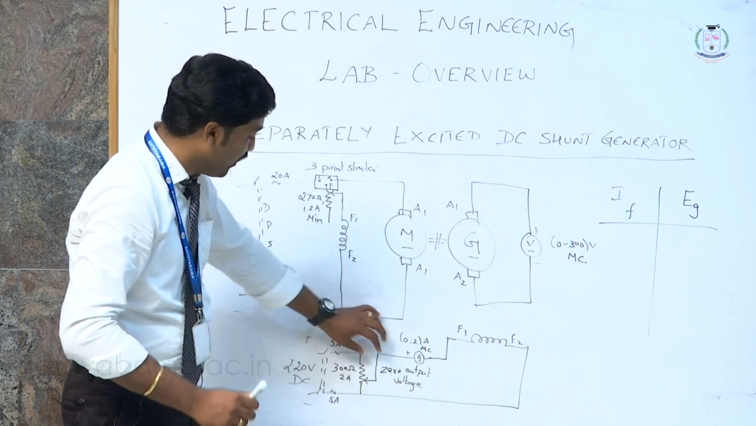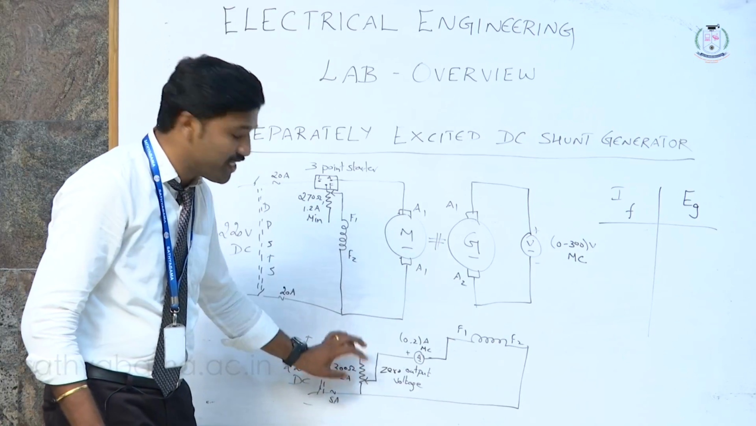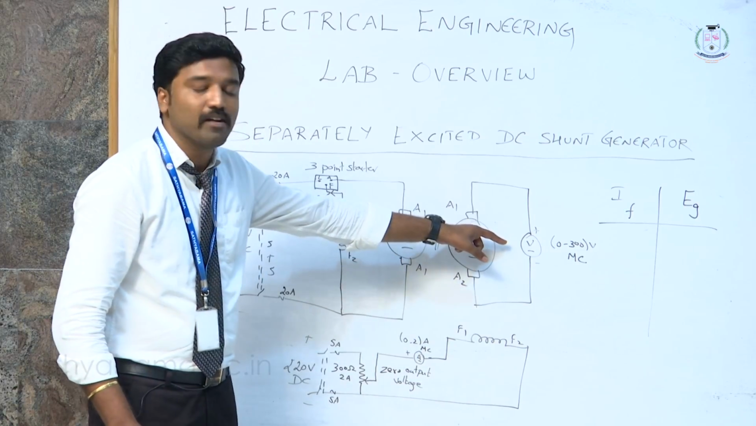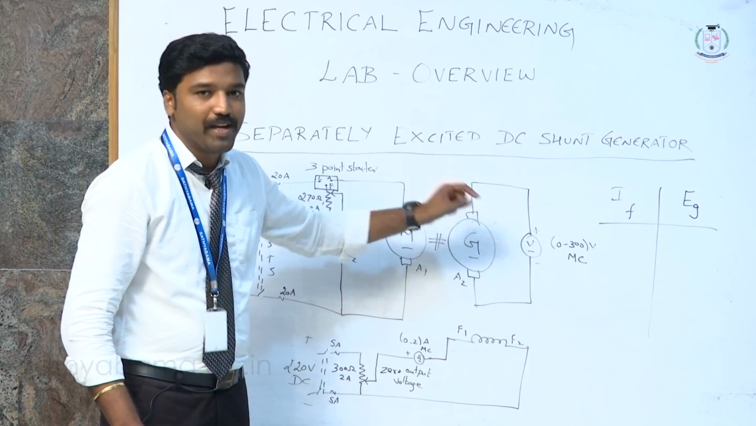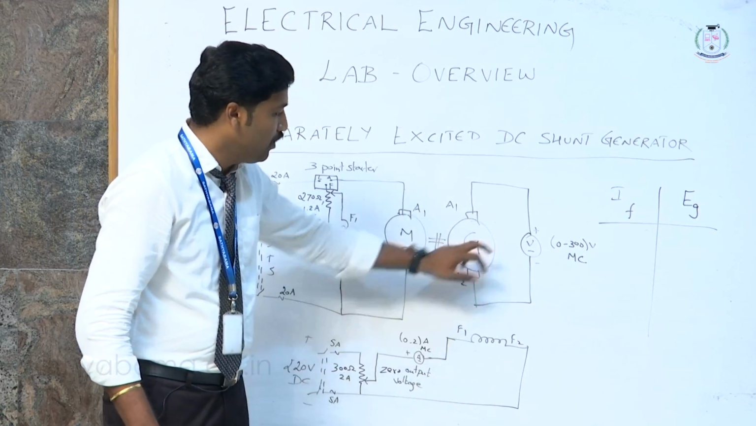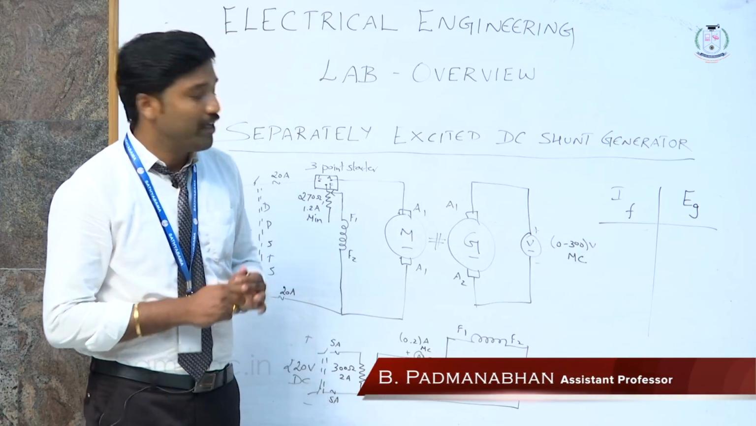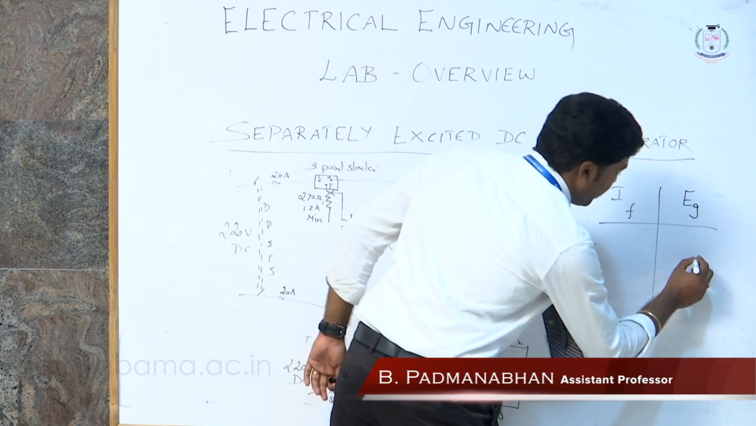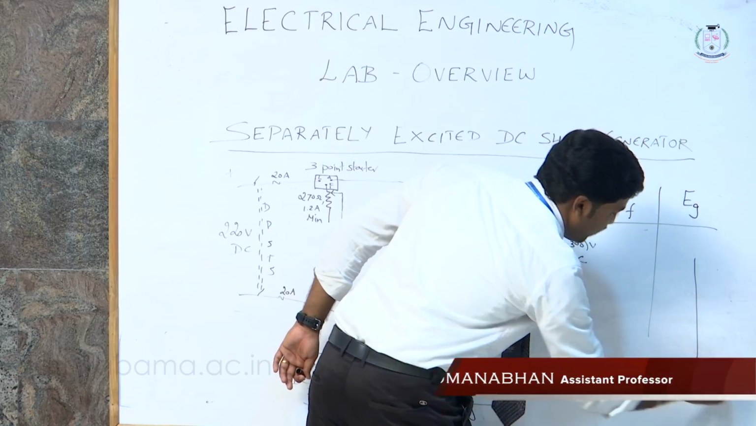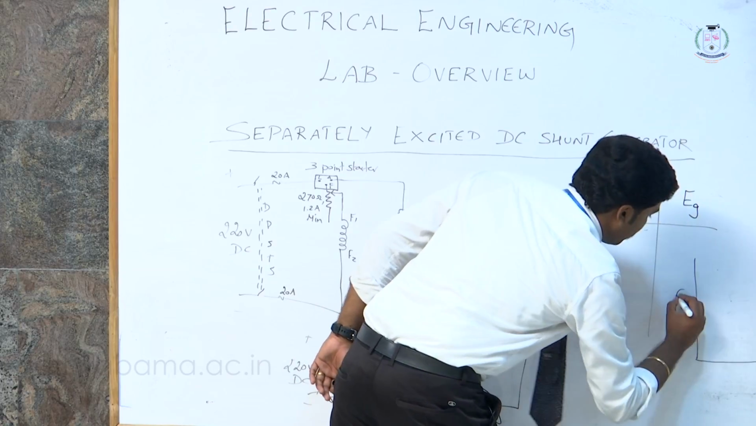So how to take the reading? By varying your ammeter value, by adjusting your rheostat, your voltmeter values will be altered. So for each value of your ammeter, the voltmeter reading should be recorded. Finally, it should be plotted in the form of a graph. While drawing the graph, two plots in a single graph are needed, If across E naught.